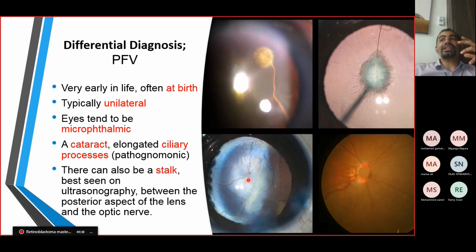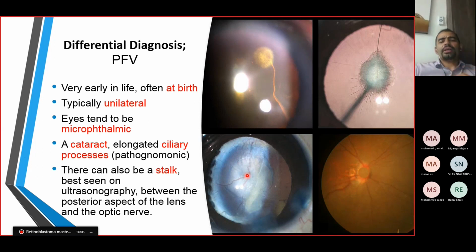And it gives this appearance of leukocoria, and you are not sure if this is retinoblastoma or not. But the characteristic stalk-like appearance growing along the vitreous is characteristic. The ciliary processes, if you see them, this is very suggestive of persistent fetal vasculature. If you do an A scan of this eye, and you find it's a bit microphthalmic, so it has a short axial length, again, this is suggestive of persistent fetal vasculature.